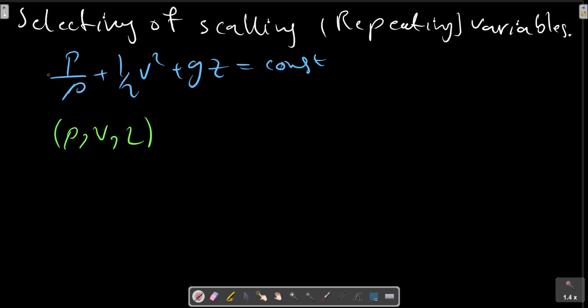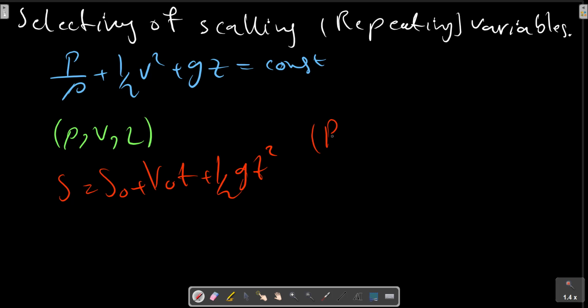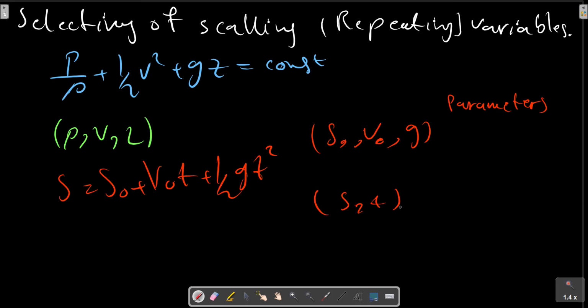In this equation, in the previous equation, we had S = S0 + P0 T plus a term in G. We select S0, P0, and G as parameters, and S and T as variables, because we wish to plot S versus T in the final result.